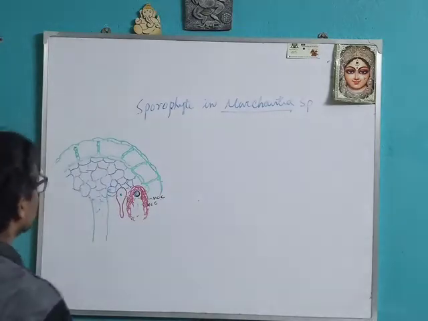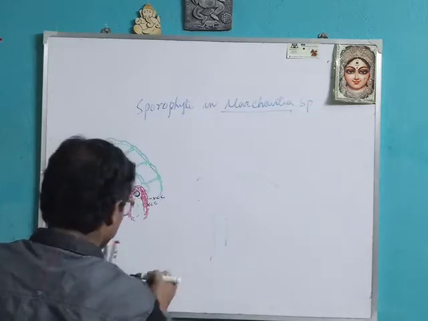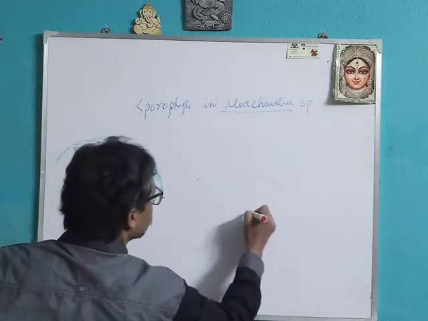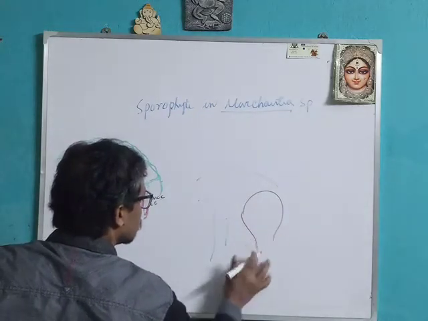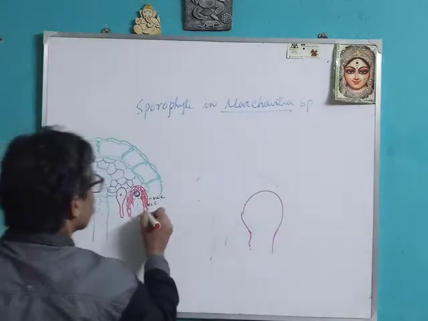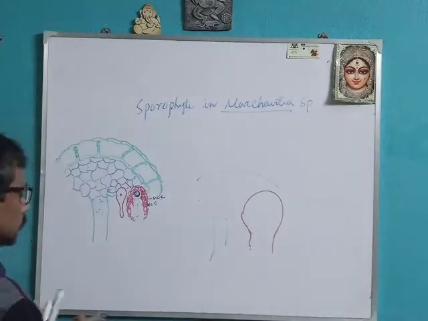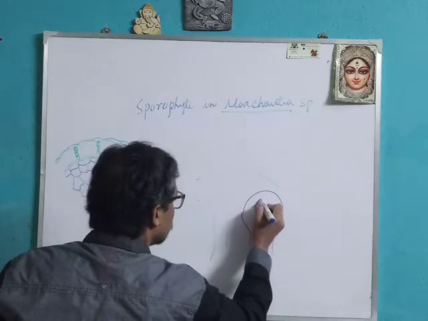So let us draw it in a separate way. So this is the structure, and the venter in a larger way. Due to the development, this one was equivalent to this one. So this is the zygotic cell.